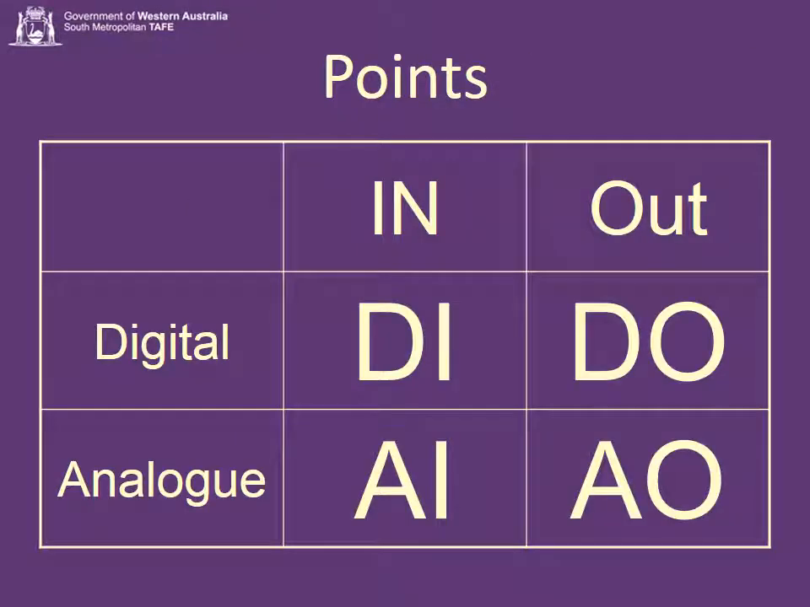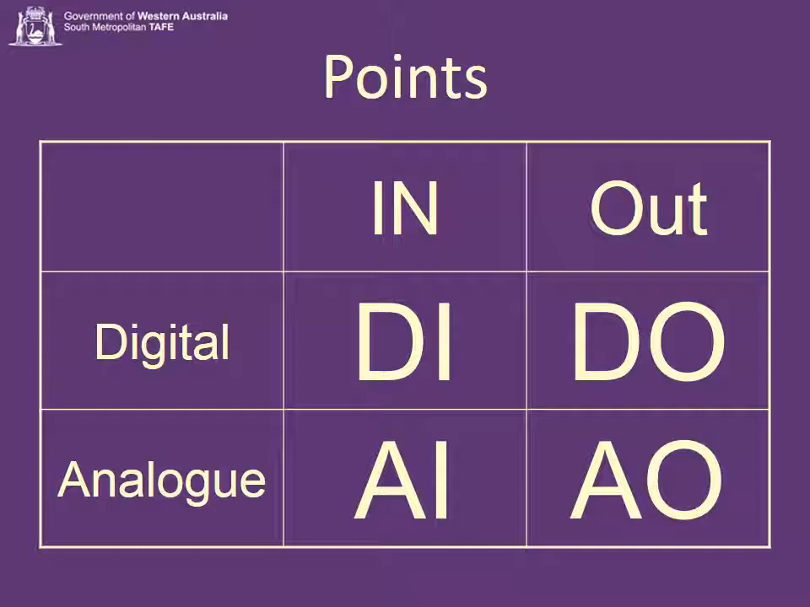So in a previous video I spoke to you about points. These are the signals that go in and out of a controller, a PLC, or a BMS if you want to call it that. So we have digital inputs and digital outputs. Digitals are on-off signals. They have two states. So digital inputs are typically switches. Digital outputs are typically to contactors and relays.